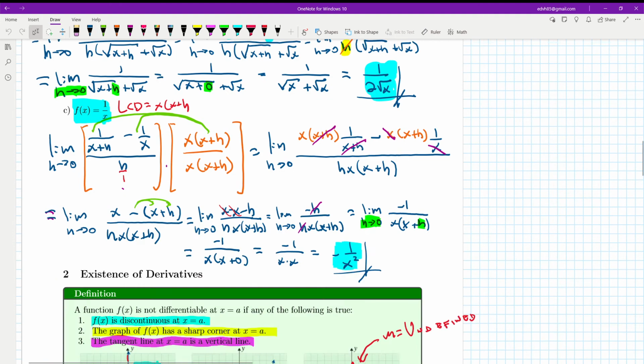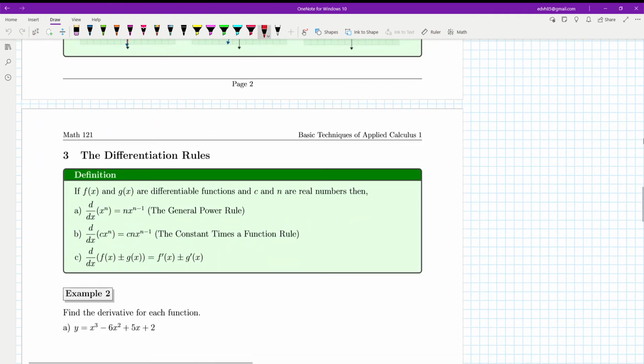it's actually x to the n. That's the general power rule. All we do is multiply by the original exponent, and subtract 1 from the exponent. For example, if I have x to the 7, the derivative will be 7 times x to the 7 minus 1, which is 7x to the 6th power.